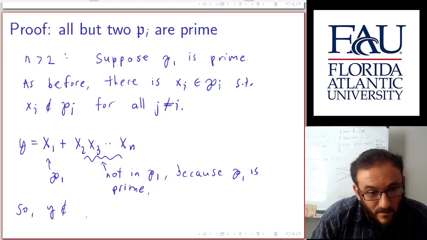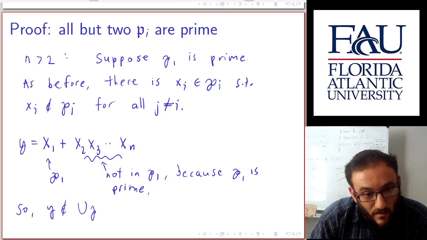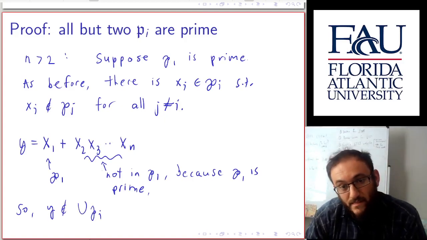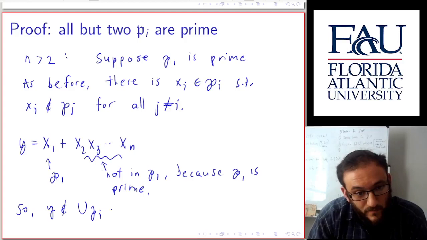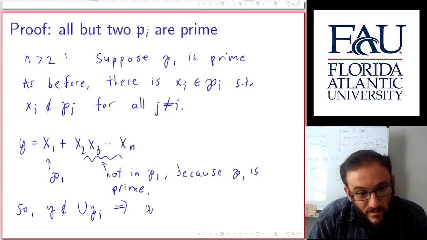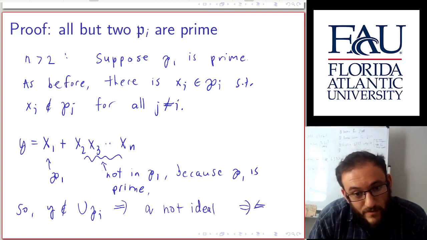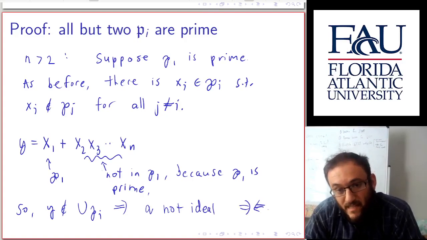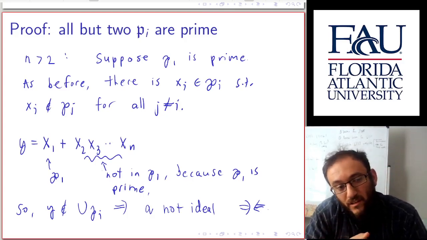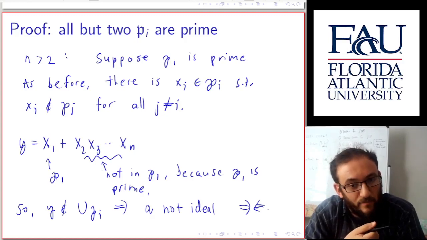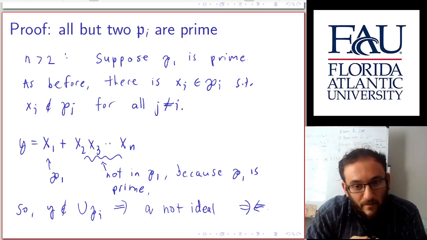y is not in the union of the Pi's because it can't be in P1 or in any of the other ones. But that means that A is not closed under addition. And that gives us our contradiction. So we have that A must be contained in one of the Pi's. Okay, and you might say, well, looking at this argument, we really only use that P1 is prime. So why is it important that all but two are prime?